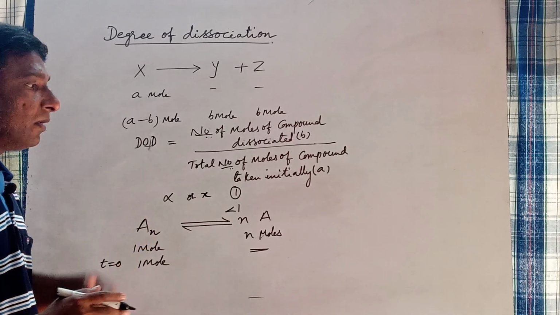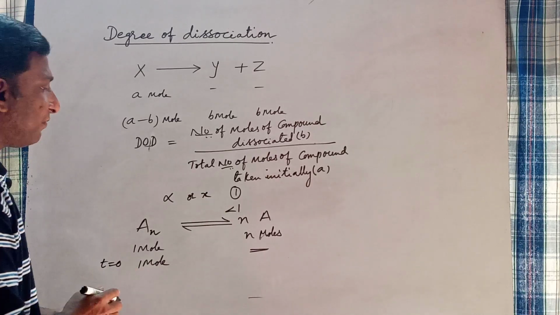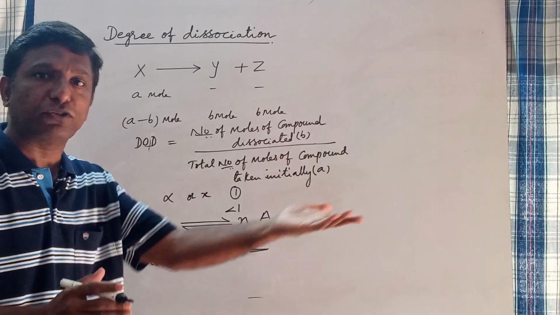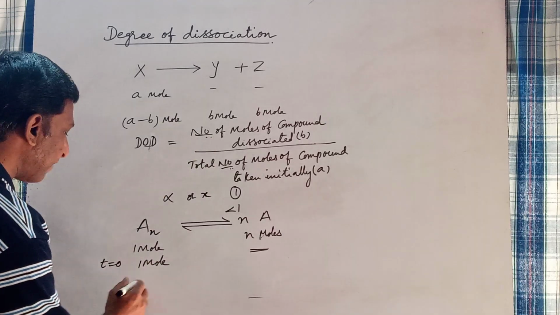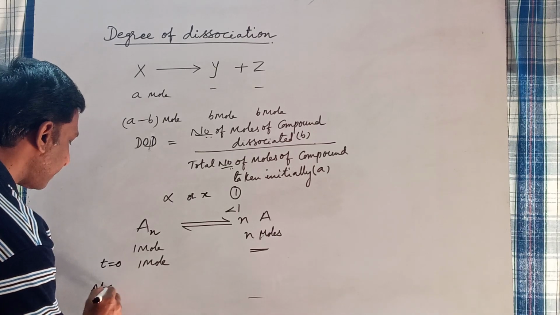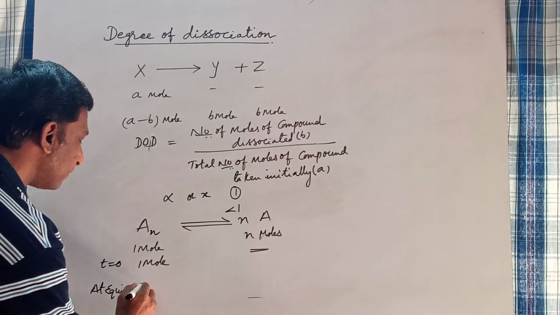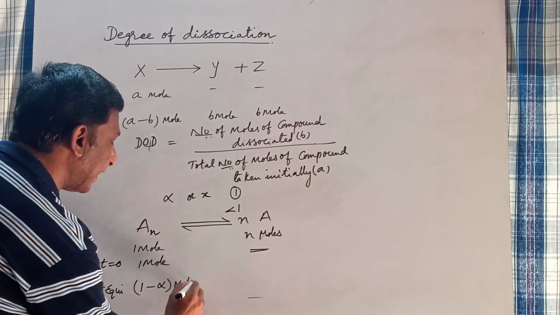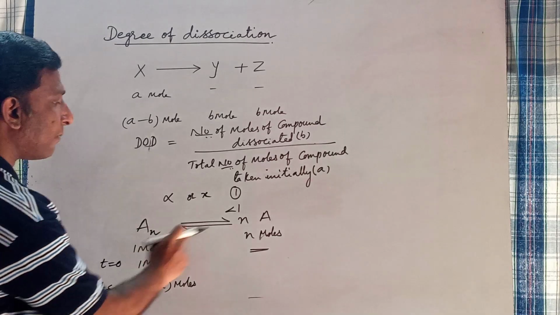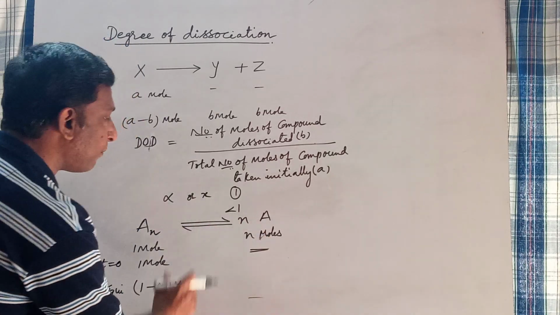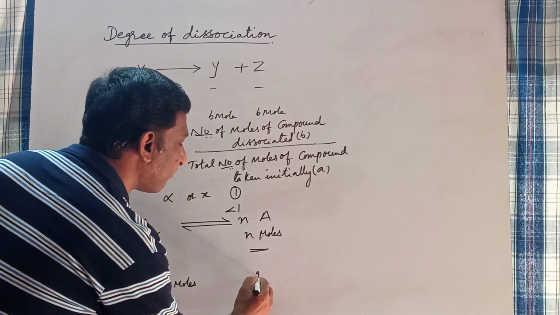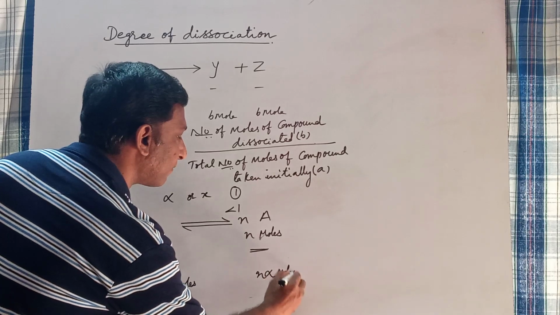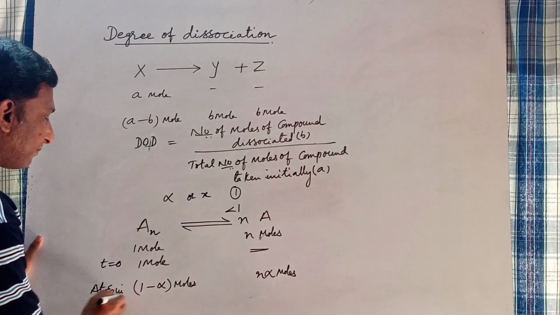Let alpha be the degree of dissociation. Out of 1 mole, alpha moles of compound are decomposed to products. Now how much is left at equilibrium? Alpha moles were decomposed, so 1 minus alpha moles of AN is left. If 1 mole is decomposed, N moles are formed. Alpha moles on decomposition give N alpha moles of simpler molecules A. This is at the equilibrium state.